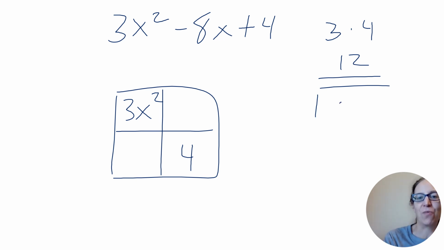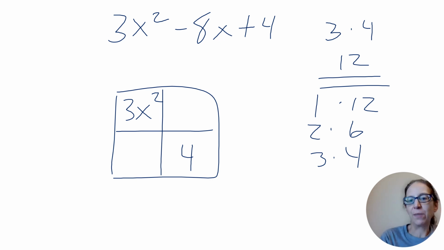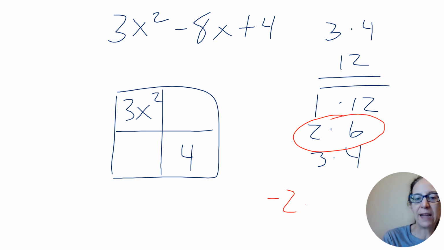And so we'll have 1 times 12, 2 times 6, 3 times 4, and that's it. So of these pairs, which one of those pairs can give me an 8? Well, I can't get an 8 from a 1 and a 12. You can't get an 8. You can get a 13 or you can get an 11. And you can't get an 8 from a 3 and a 4. You can get a 7 or a 1. But I can get an 8 from the 2 and the 6. And if I need it to be a -8, then they would both be negative.